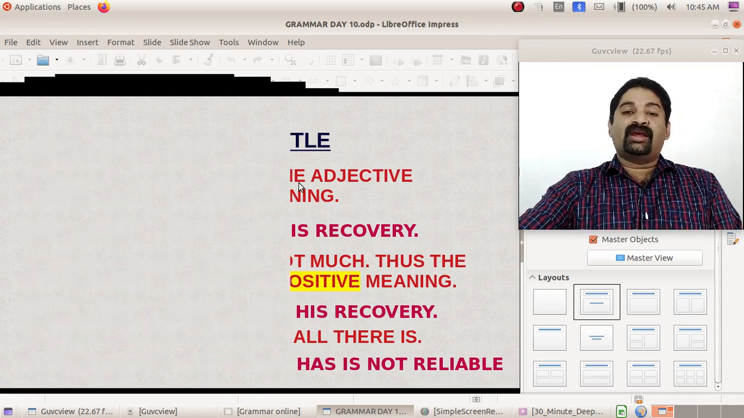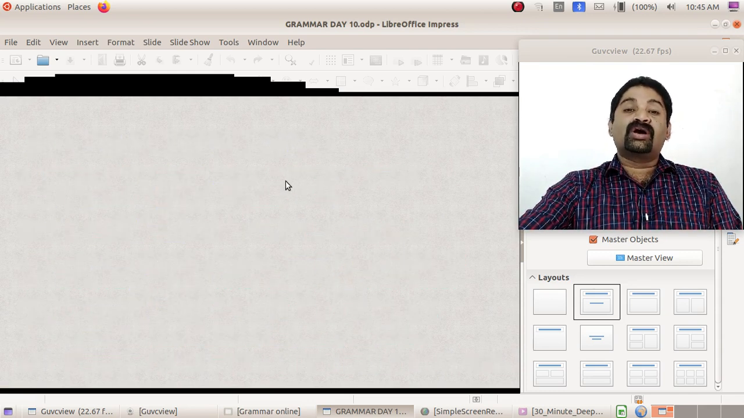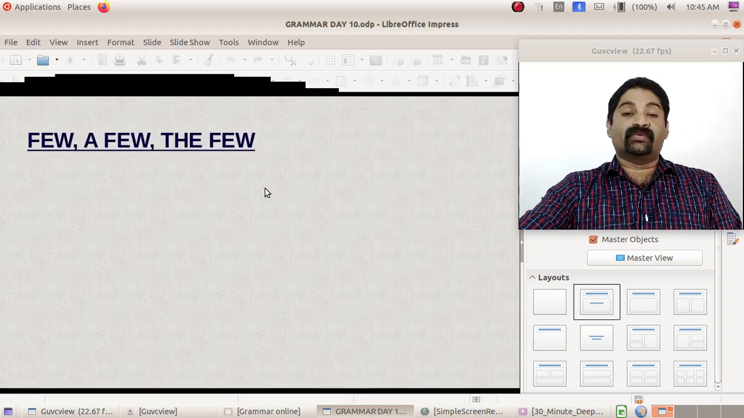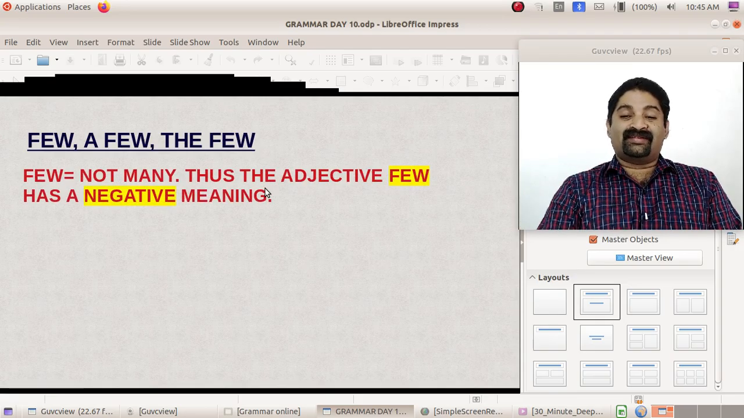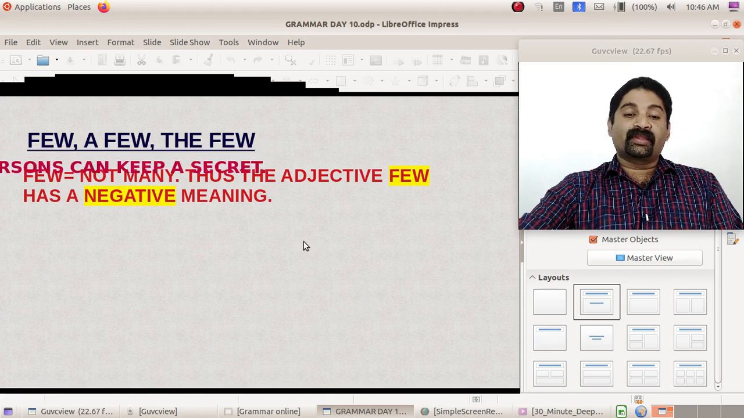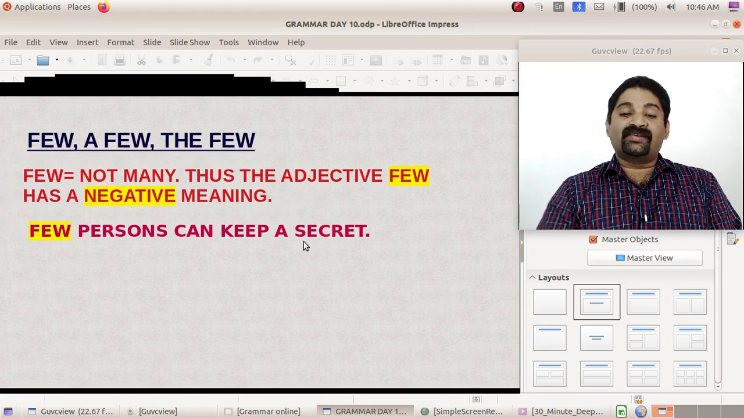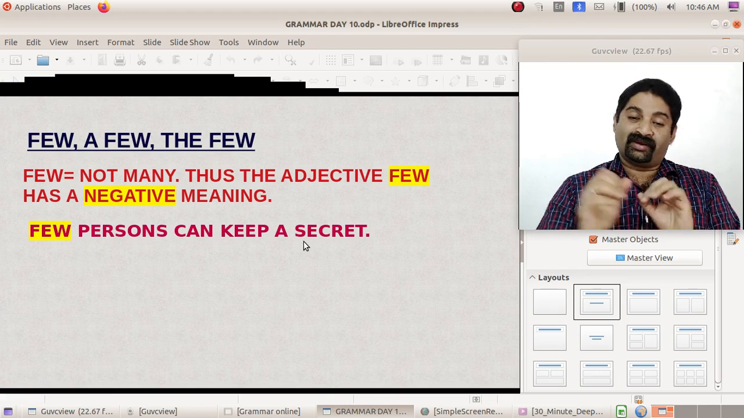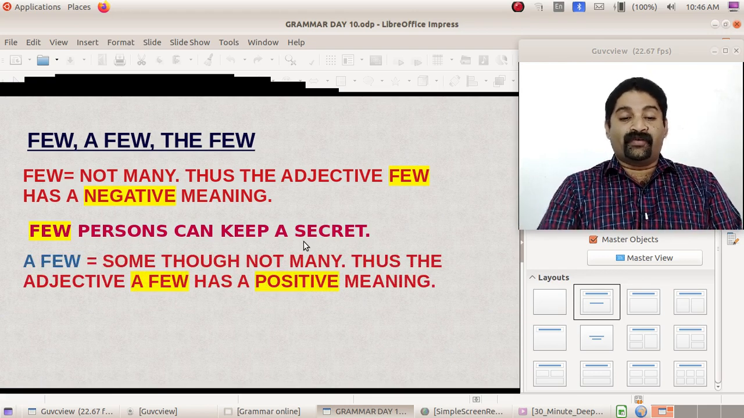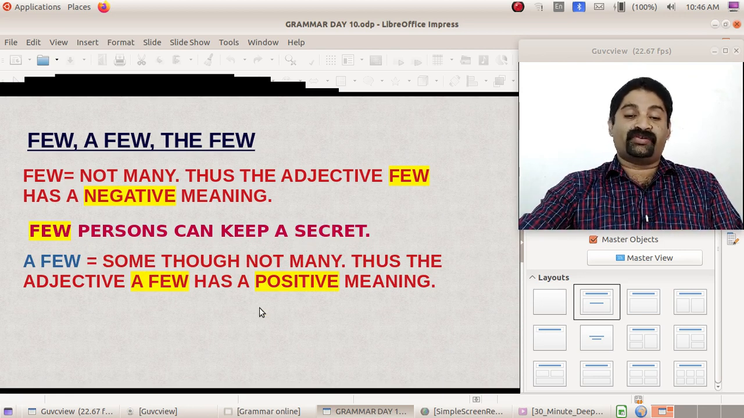The same way we confuse also in the case of few. Few, a few, the few. Few means not many. That is a negative meaning, same as little. Few persons can keep a secret. That means almost nobody can keep a secret, very, very rarely. A negative version. A few: some, though not many. Same as a little, the adjective a few has a positive meaning.